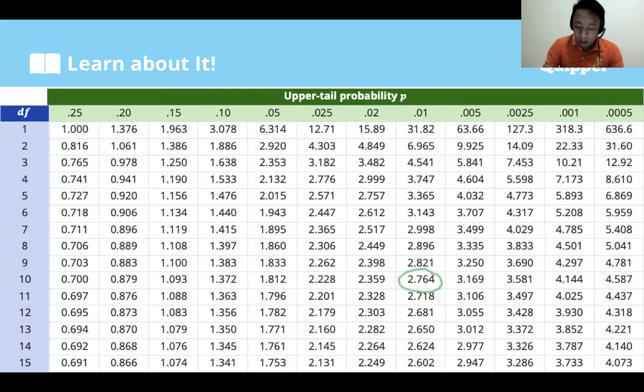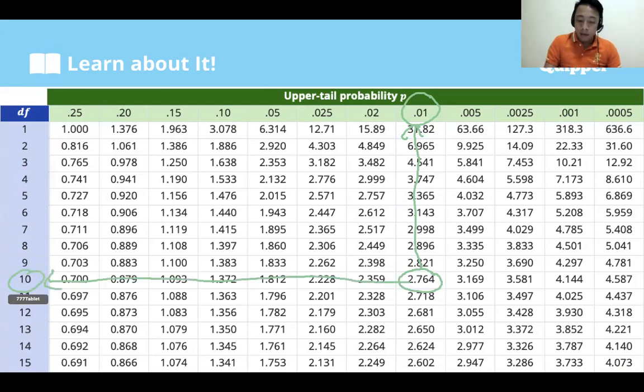Ang probability natin is 0.01. Or that means that is only how many percent? That is only 1%. Tama? Is it 1% or 10%? 1%. So that's only 1% of probability. Ano yung kanyang degrees of freedom? Ang degrees of freedom niya is 10.